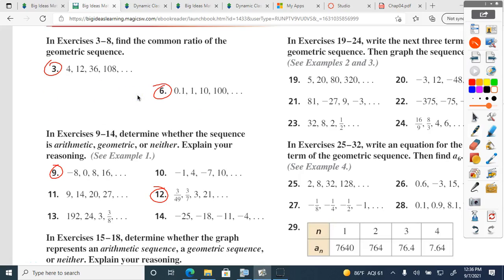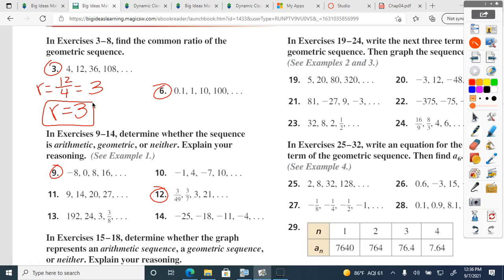All right, so number 3 right here. R. I told you just pick any of the numbers, because I can pick any of them. Pick the smallest one. So 12 divided by 4. What is 12 divided by 4? 3. So my common ratio is 3. Okay? Any questions?